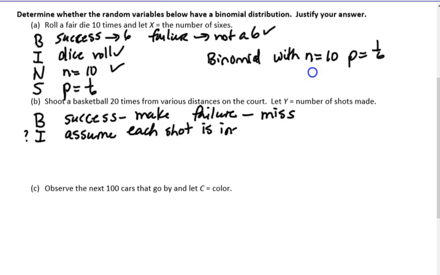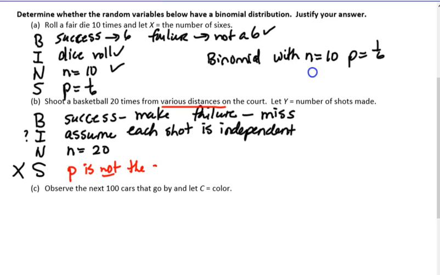So assuming each shot is independent, why is this not binomial? Well, n is correct. We have 20, a fixed number of trials. But here's the problem. Right here is the S. It says to shoot a basketball at various distances on the court. We're not going to have equal probability of making the shot at various distances. A person might have a much higher probability of making a layup than a three-pointer, or a free throw than somewhere else randomly on the court. So p is not the same for each shot.